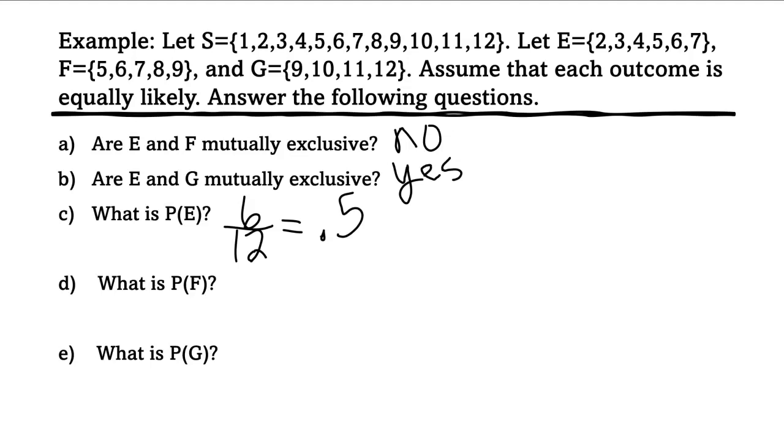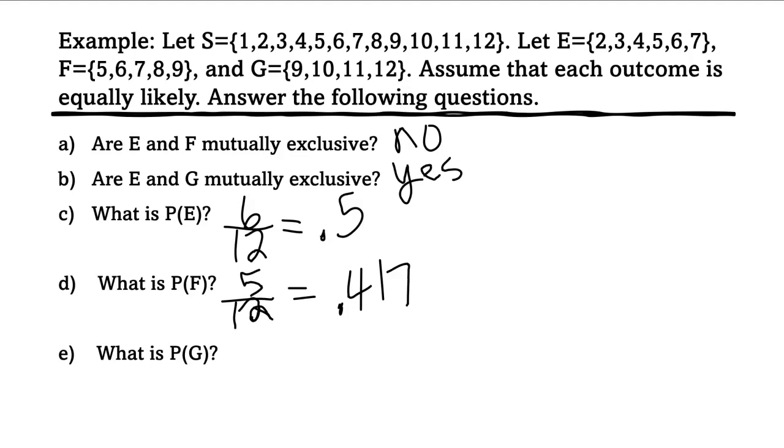We want to do the same thing for F. What's the probability of F? Well, how many outcomes do we have for F? There are 1, 2, 3, 4, 5 outcomes for F, divided by the total number of outcomes in the sample space, which is 12. And if you calculate 5 divided by 12, you end up getting 0.417.